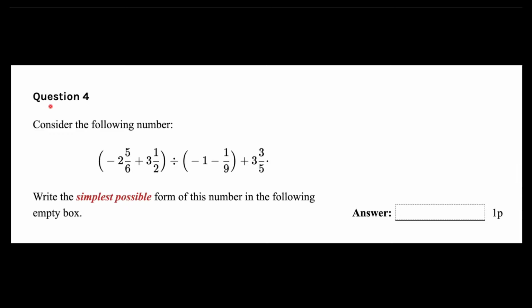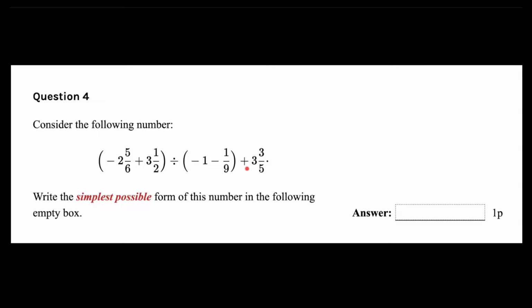Question number 4. This is the first C-level question. Consider the following number. Write the simplest possible form of this number in the following empty box. As you see, I have two pairs of brackets. I prioritize this addition and this subtraction, and then I divide them, and when I get the result up to here, I do this last addition, because division has priority over addition.